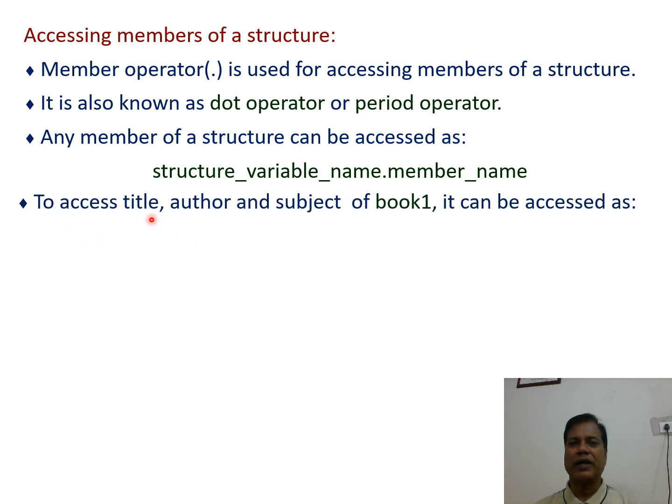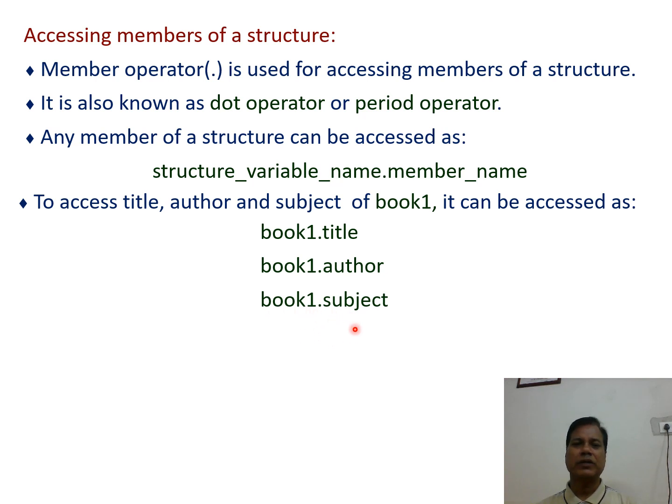To access the title, author and subject of book1, it can be accessed as book1.title. So book1 is the structure variable name, dot, member variable, that is the title, which is a member of the structure. So book1.title. Similarly, book1.author and book1.subject. So three member variables can be accessed with the structure variable using the dot operator.